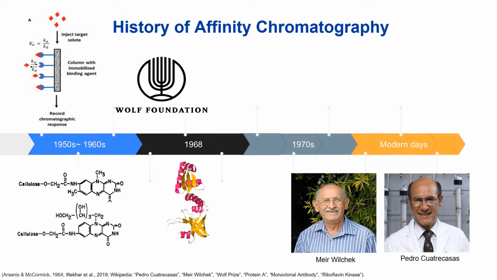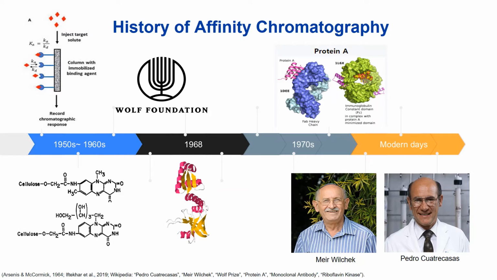In the 1970s, various ligands capable of interacting with several targets were introduced. The examples are protein A, coenzymes, lectins, nucleic acids, metal chelates, and etc. Around the same time, hybridoma technology was also developed to produce monoclonal antibodies, which started the wide use of monoclonal antibodies in biomedical separations.